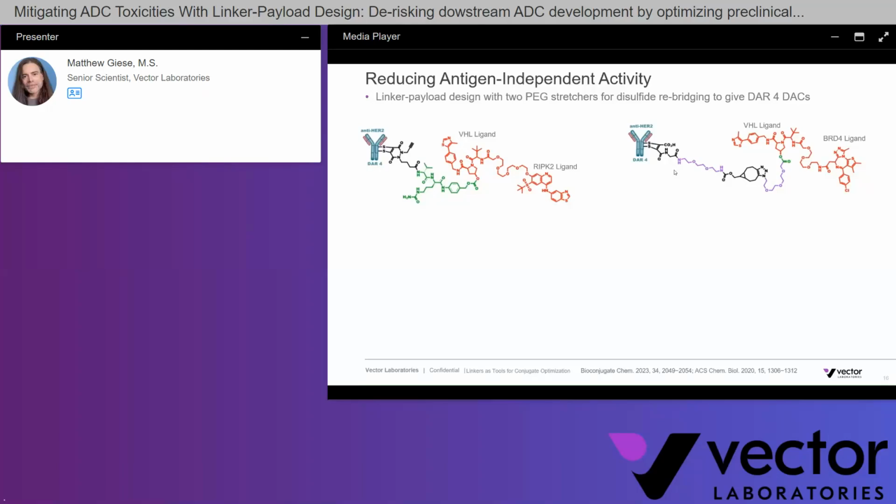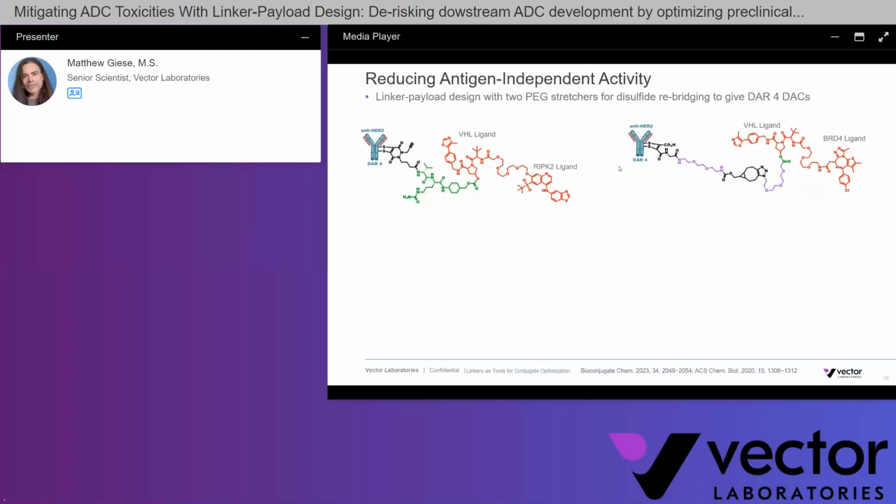These examples come from different papers, so they degrade different POIs, but they both target HER2, they both use disulfide rebridging for DAR4 ADCs, and they both recruit VHL. So I think we can make some inferences with those caveats, of course.